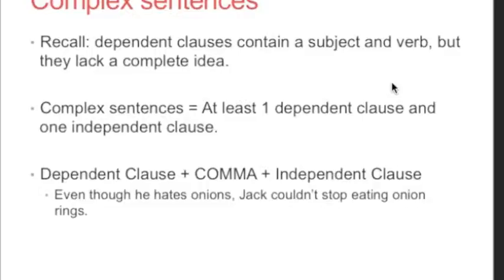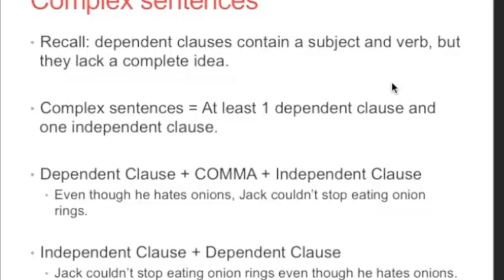However, you can just as easily reverse those and begin with the independent clause that leads into the dependent clause. And here's the example. Jack couldn't stop eating onion rings even though he hates onions. So it's pretty much the same sentence, just reversed. And if you go from an independent clause to a dependent clause, the comma is unnecessary. A lot of people say that the comma is optional. Some people still include them, and I believe that is still correct. However, most people don't include them.